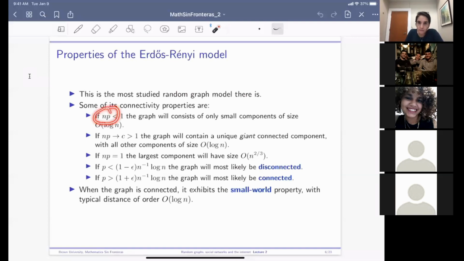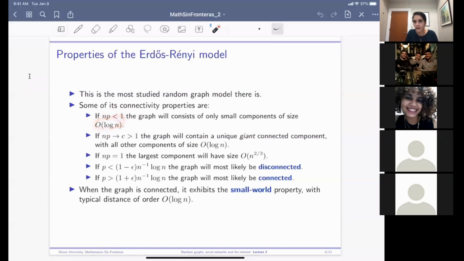If the probability of connecting any two vertices is such that p multiplied by n is smaller than 1, then chances are that my graph is going to consist of only isolated components. All of them are going to be fairly small, of size log of n roughly. So there's not going to be any big component that has a big chunk of the vertices, but there's going to be many different separate components with a handful of vertices.